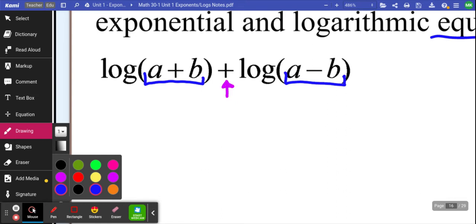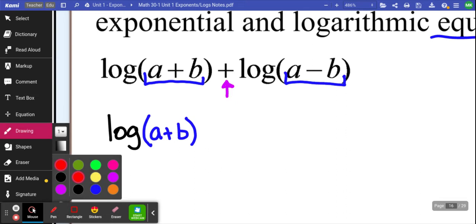But we can combine the two logs. This will become log of (A plus B) times (A minus B). The arguments are now multiplied together.